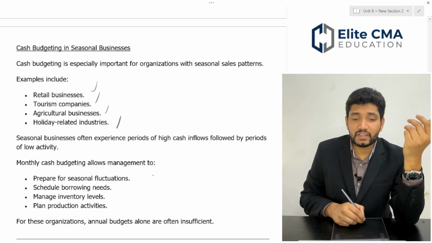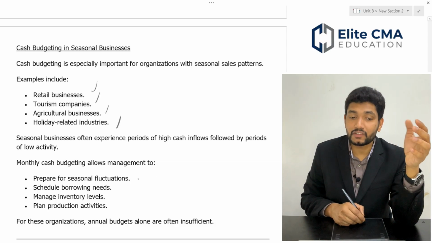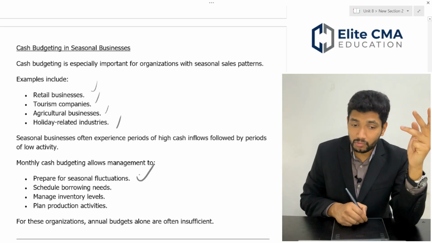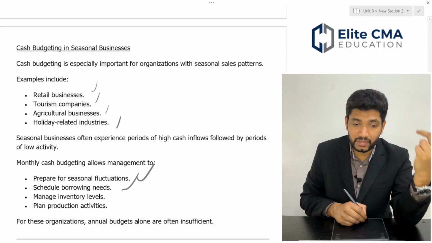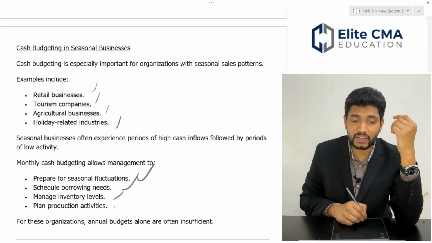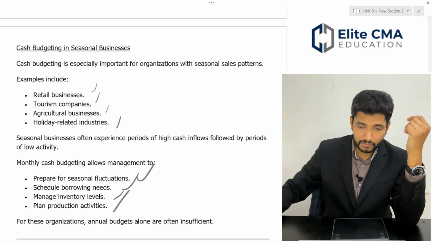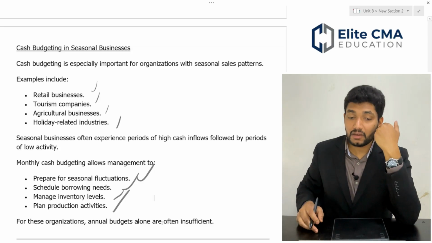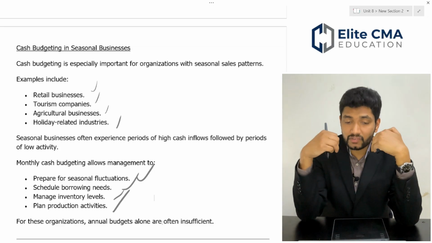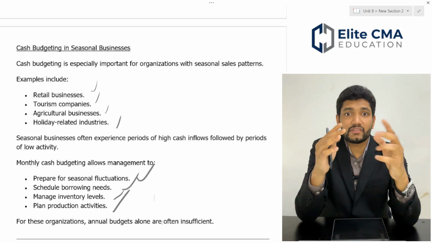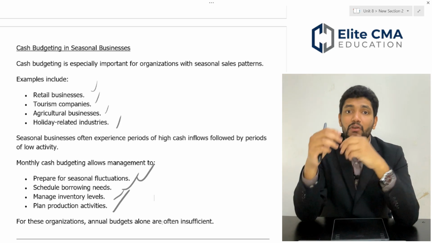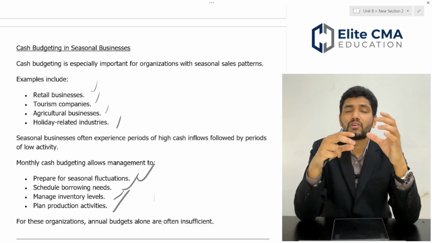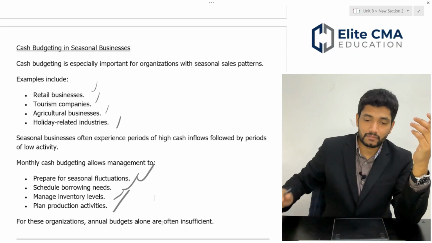So monthly cash budgeting allows management of a seasonal business to prepare for seasonal fluctuations, scheduling borrowing needs, managing inventory levels and planning production activities. For a seasonal business, we know that the annual budget alone is not sufficient to manage its business effectively, because a seasonal business requires a separate approach in the budgeting process.